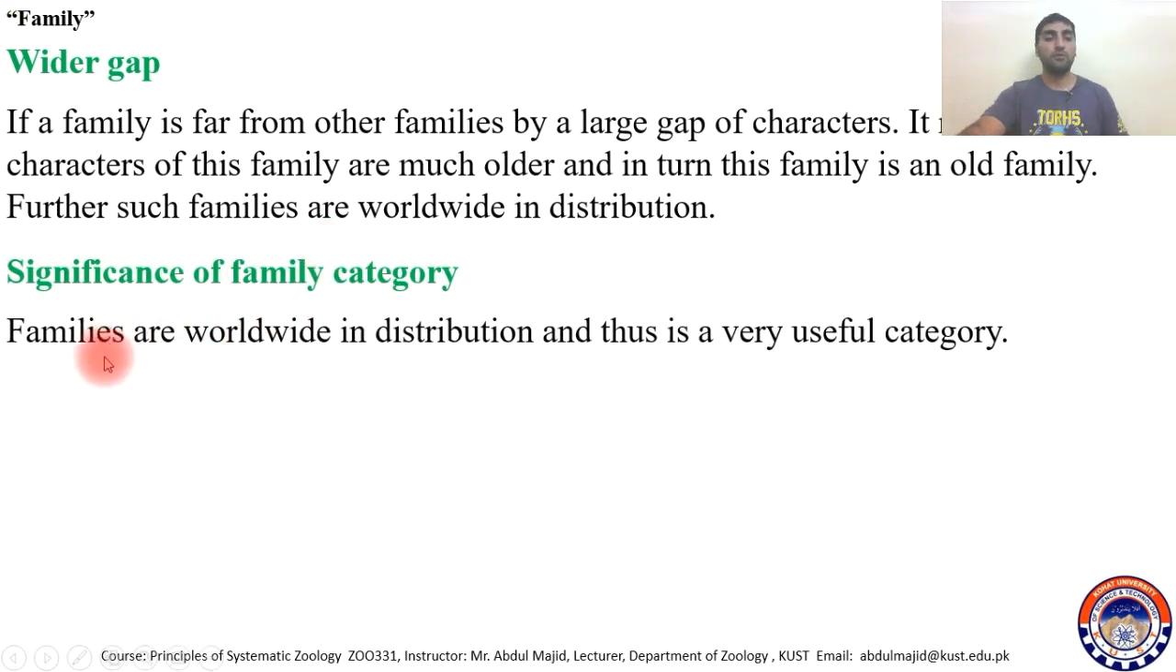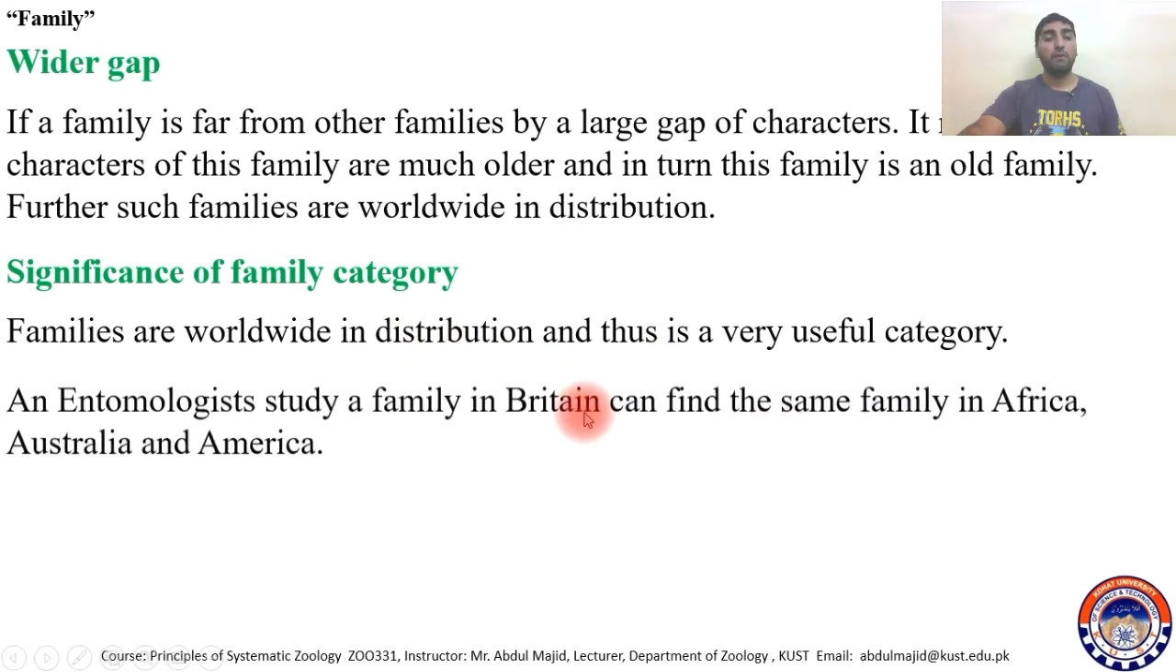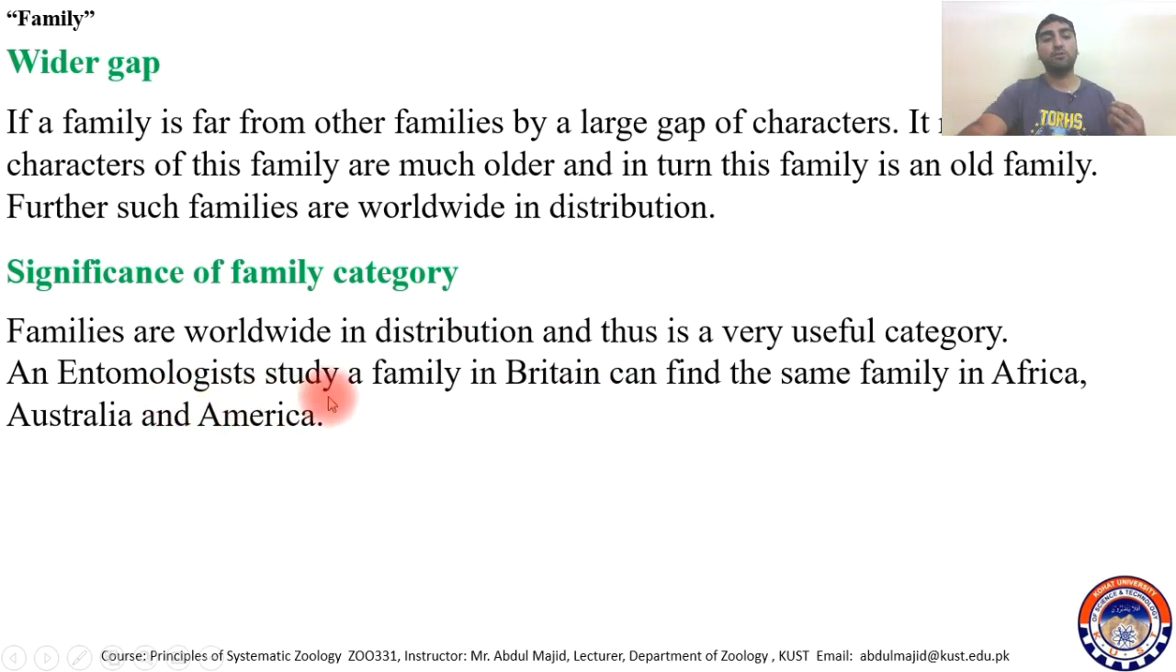Significance of the family category. Families are worldwide in distribution, and it is a very useful category. How? For example, an entomologist who is studying a certain family in Britain can find the same family in Africa. If he is studying a family of insects in Britain, and then he visits Africa, he can study the same family in Africa, and if he visits Australia, he can study the same family over there. But keep in mind, the adaptive zone will be the same. He can also find the same family in America. So it's very easy.